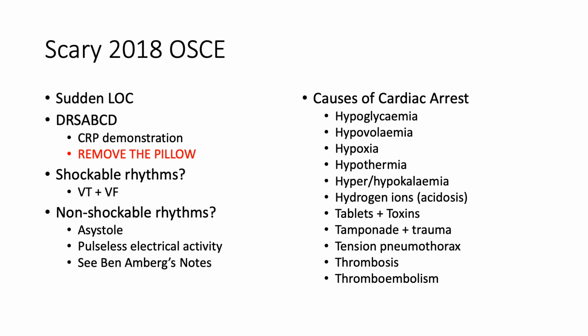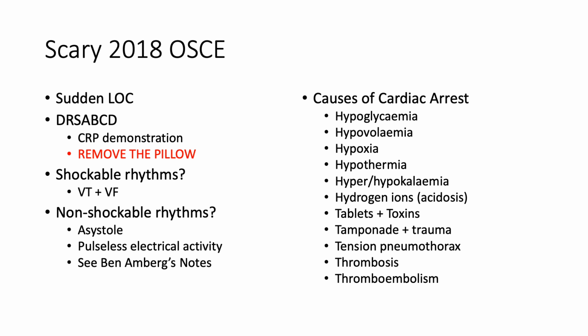And that is VT and VF. And non-shockable rhythms are asystole and pulseless electrical activity. So if you don't have any activity in your heart, you cannot shock what's not there. Essentially that is a good way to think about it. And pulseless electrical activity, which I had never heard of before reading Ben Amberg's notes, is essentially if you put an ECG on this person, they would have a normal looking ECG, but they have no mechanical effort. They have no pulse. And you also can't shock this because as far as the computer's concerned, there's nothing wrong, which is also very interesting.